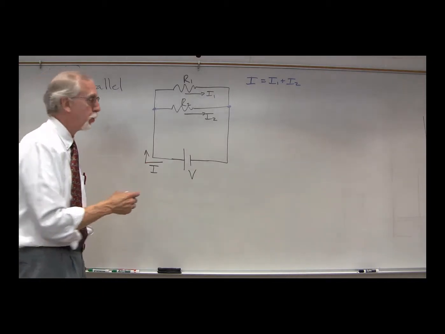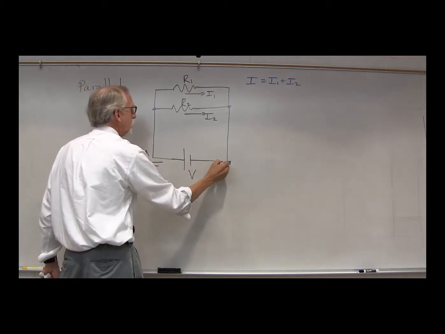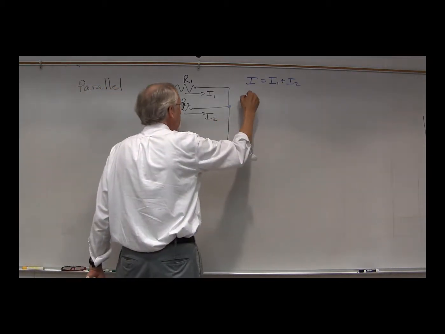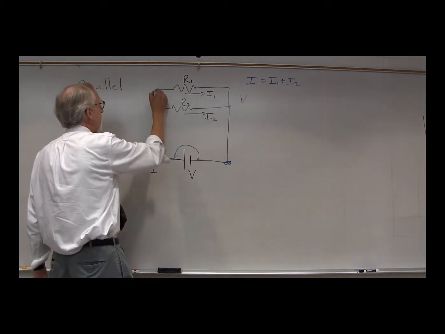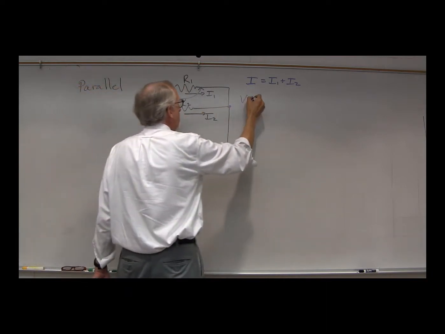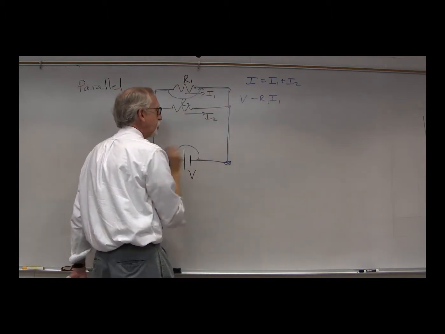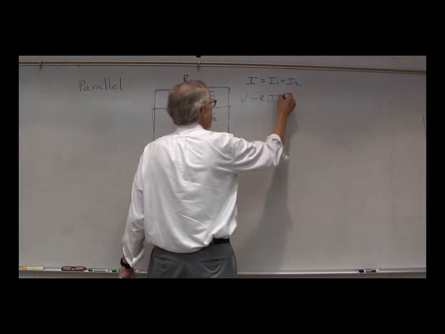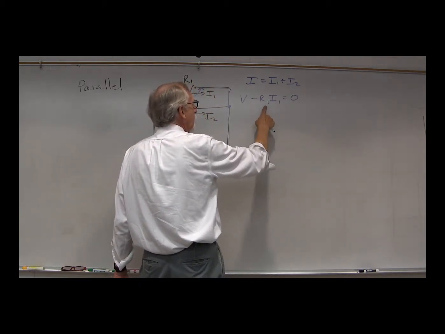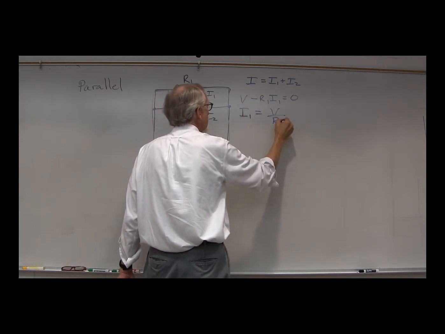All right, now what about the loop rule? Let's start down here again and go around the outer loop. Coming across here, jumping across the power supply, a voltage increase of V. Then we come around the loop, jump across R1, minus R1 I1. That brings us back to where we started, and that must equal 0. So let's bring that over there and divide by R1. And what do we have? We have I1 equals V over R1.